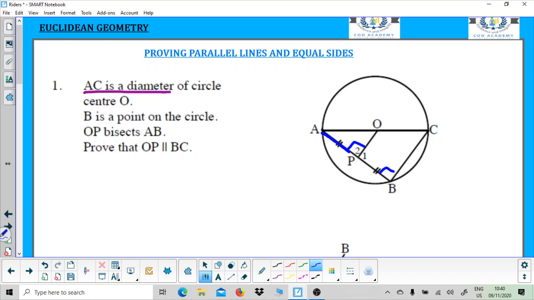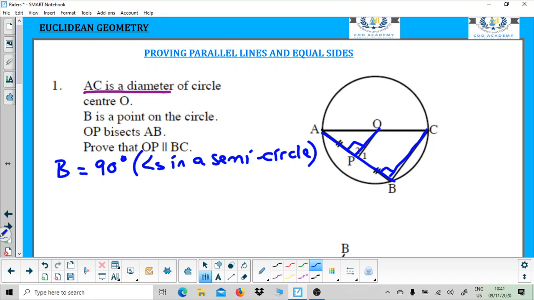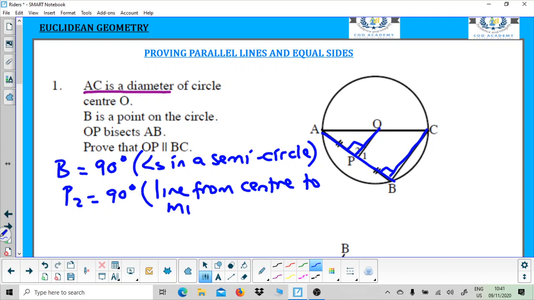I can already see I have to use this F right here. Once I see an F, I know I have to talk about corresponding angles being equal. But you have to first of all mention what's necessary, like for example, how B is equal to 90 degrees, and the reason being angles in a semicircle. And the fact that P2 here is equal to 90 degrees as well. It's a line from center. It's the converse, okay? Line from center to midpoint of chord.